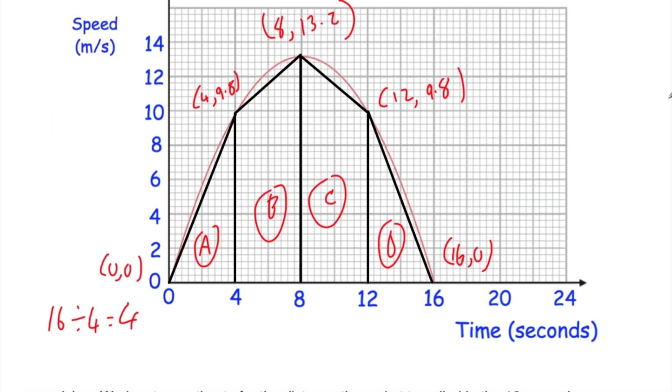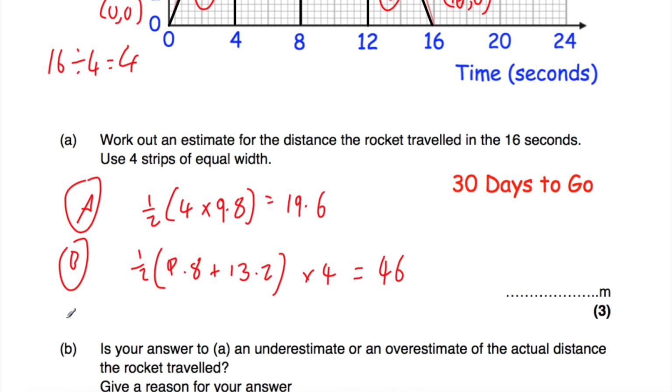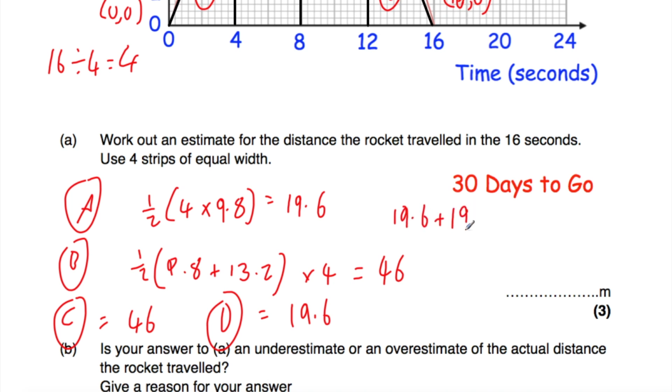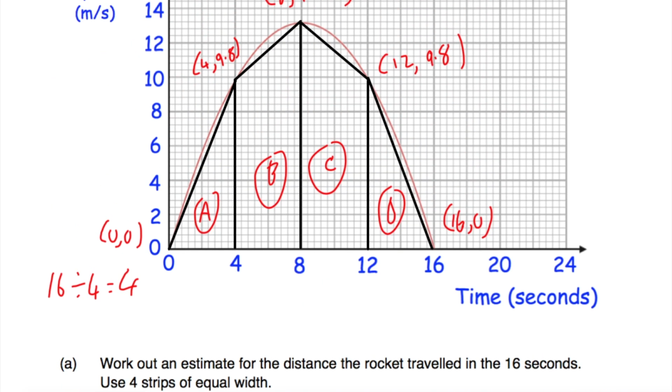Now let's have a look at C. Now C's actually got the same area as B, because if you look at it, the length of the two parallel sides is the same, and the distance between them is the same, and D is actually the same as A. So that means C would be equal to 46, and D would be equal to 19.6. So we've got the 4 areas. Now we just need to add them together. So 19.6 plus 19.6 plus 46 plus 46. And that's equal to 131.2 meters. So that's our estimate for the area under the graph.